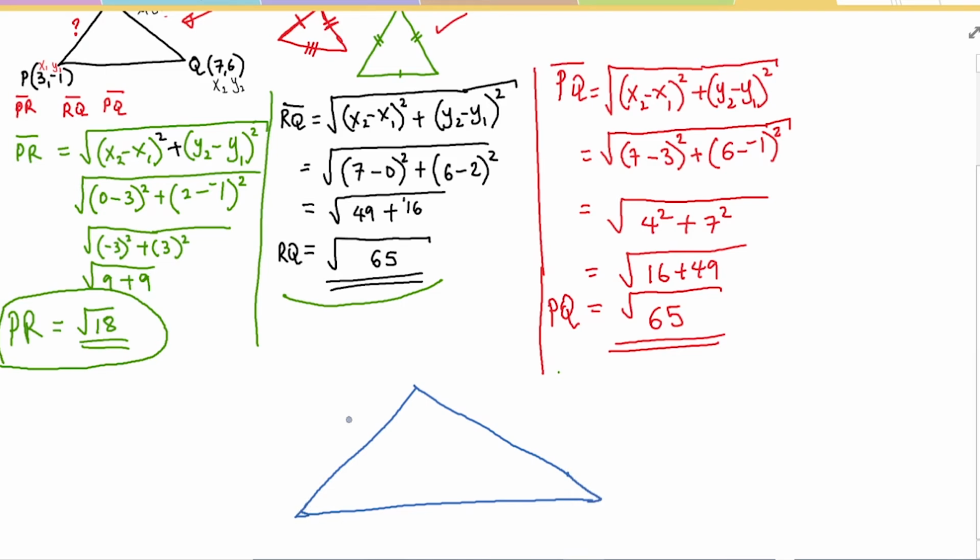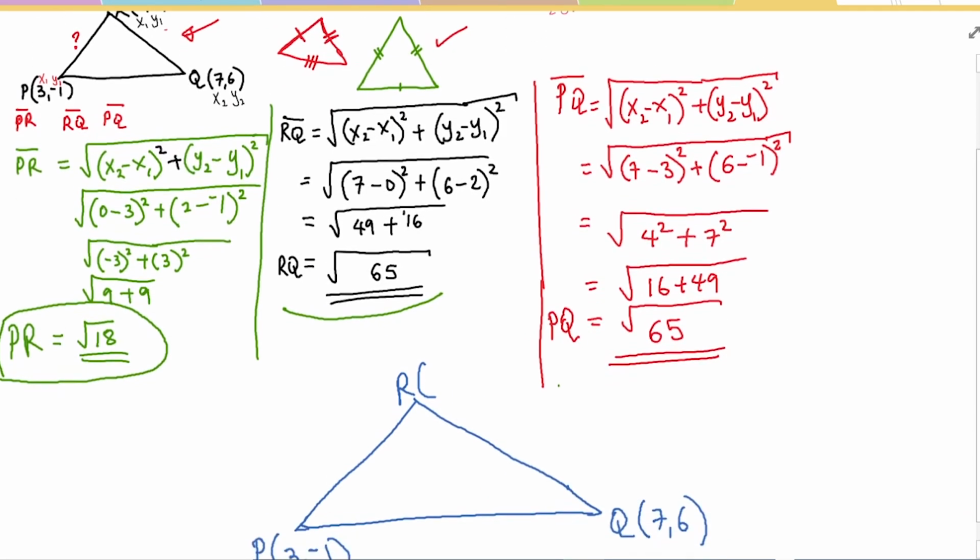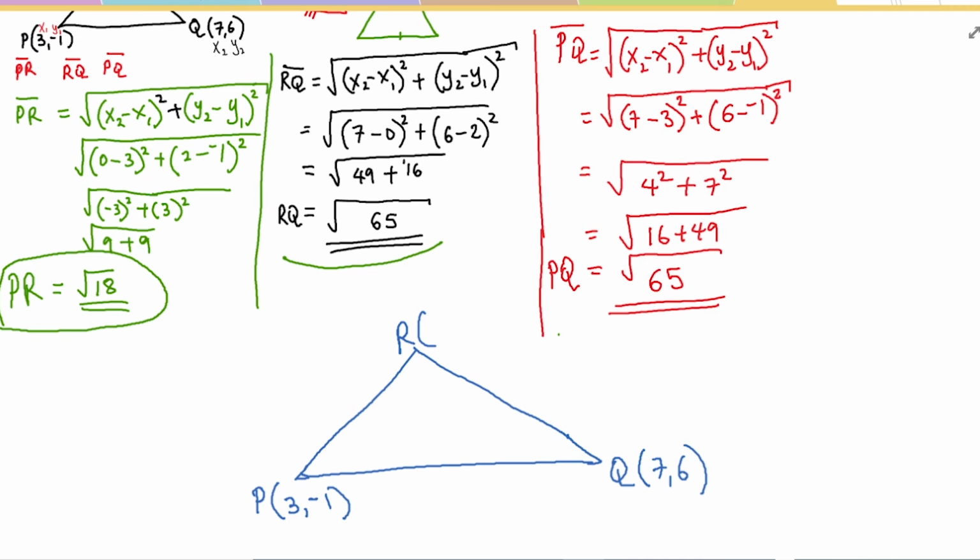So that we're able to locate the line of symmetry that is being talked about. We know that this was our point P, which was (3, -1). This was our point Q, which was (7, 6), and this is our point R, which is (0, 2). From there, we've been able to identify that the length of PR is the square root of 18. The length of RQ is the square root of 65, and the length of PQ is the square root of 65.